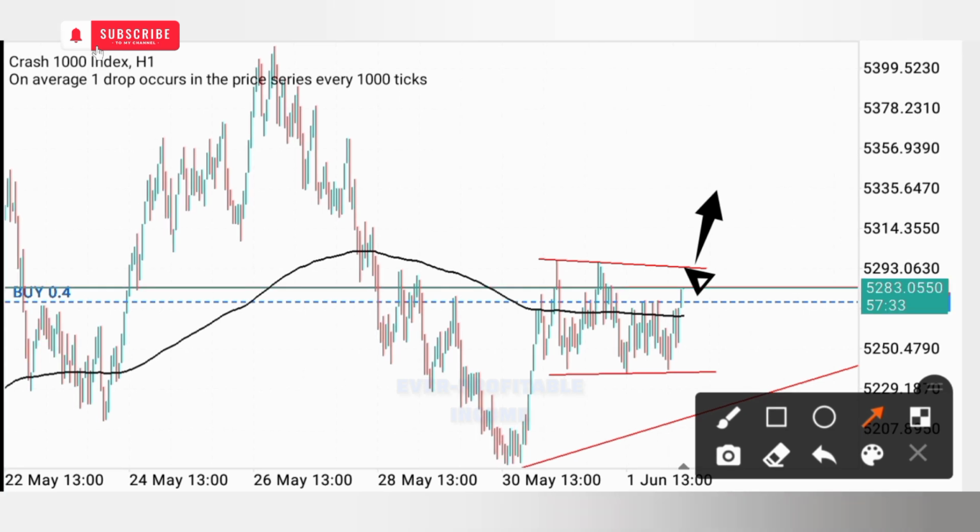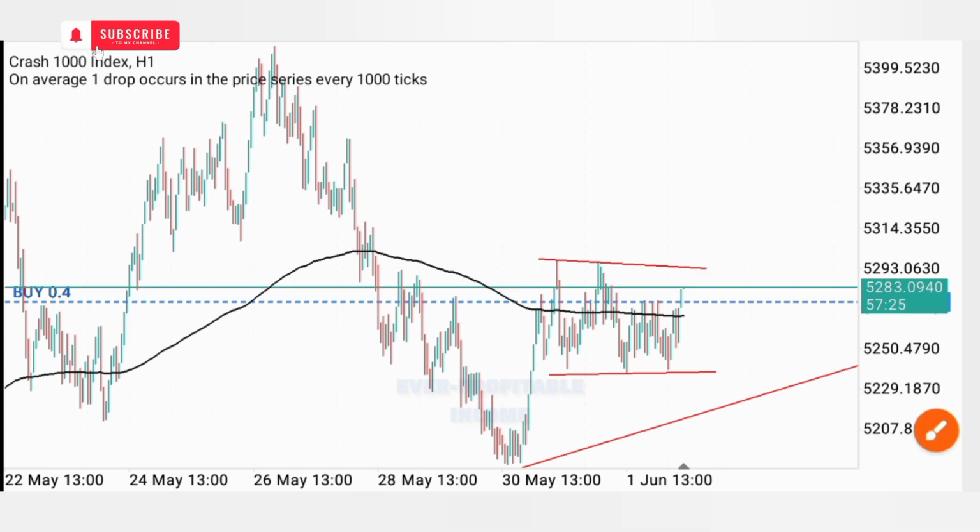If in your own case you are not currently having something like a flag pattern, just look for the nearest resistance zone, the nearest major swing high, and set your take profit there, because when price gets there, it's gonna what? Gonna try to retrace. So that is how to trade boom and crash.